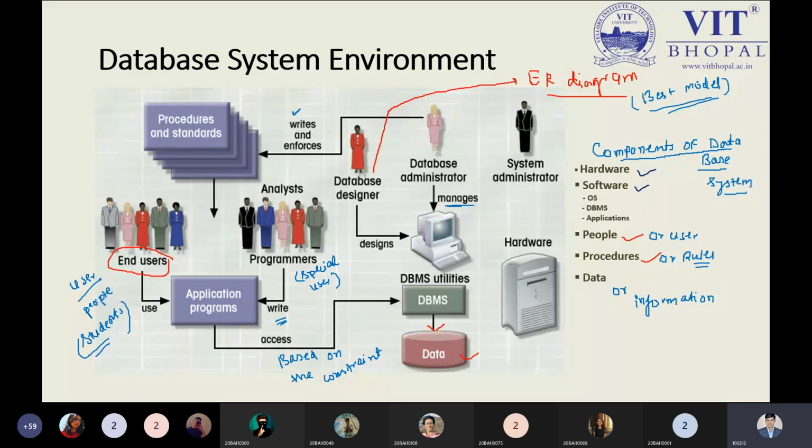So on which the table will be created. As an end user, I am able to see data only, but how it is connected? There is change, there is sequence. This is not done by a single person or single hand. It is manipulated and maintained by various persons. So that is the point.